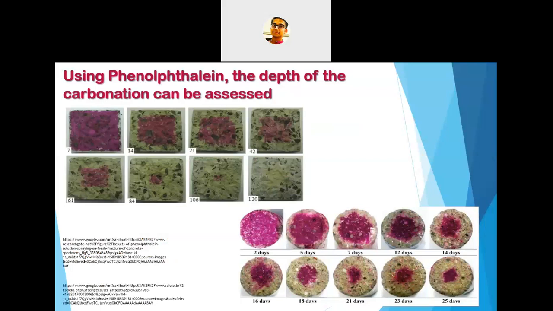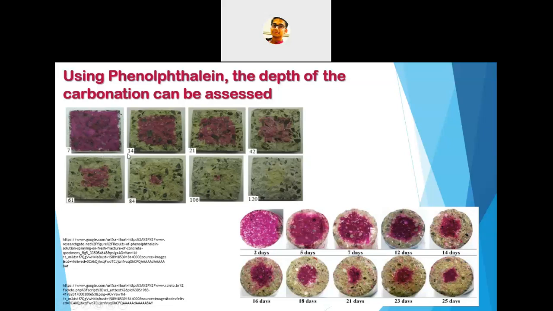This is also one more example on a day basis. If you see the top left figure, with the increase in the number of days, you can see how the concrete is suffering from carbonation. After 7 days, there is no significant carbonation across the periphery of the concrete, so the whole concrete system is showing the purple color.